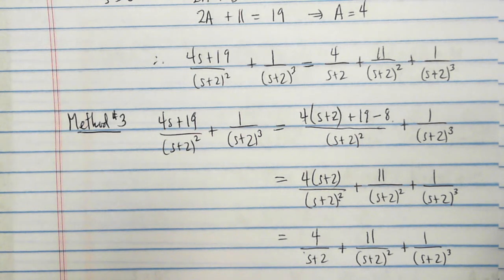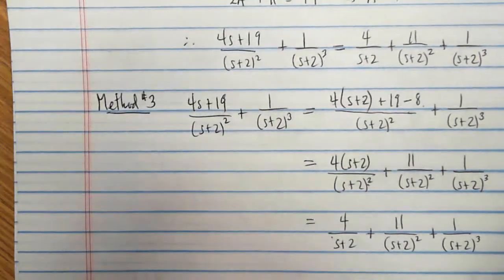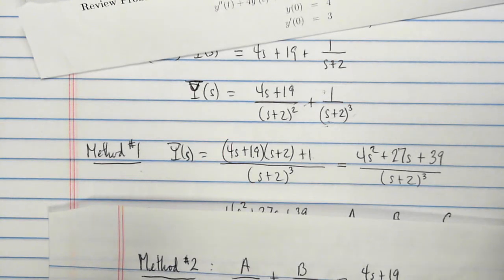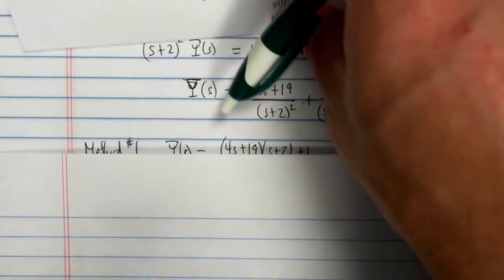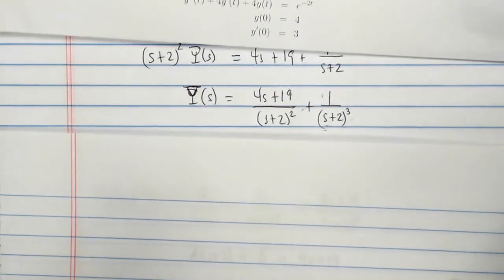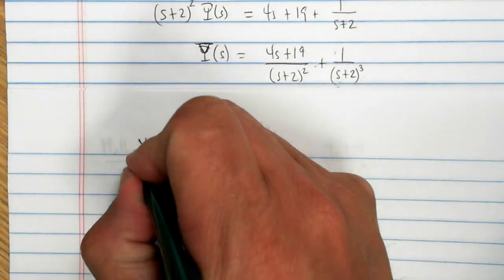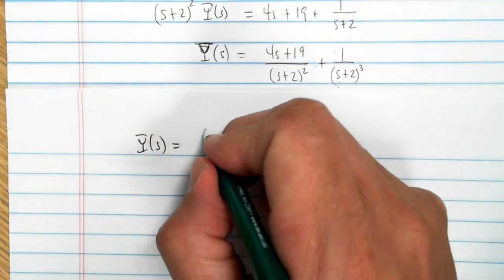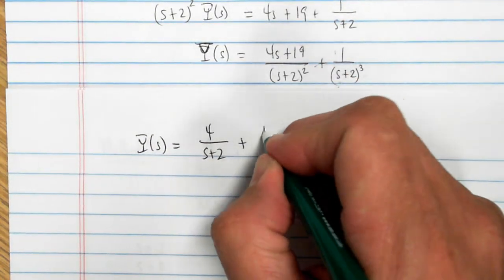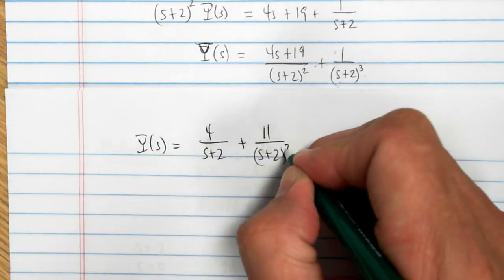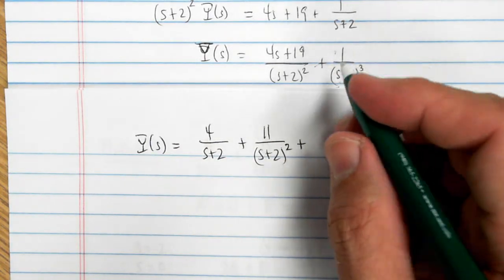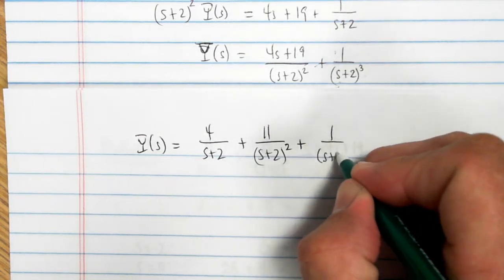So the point that I wanted to make with these 3 different methods is that there's several ways that the partial fraction decomposition for capital Y of s could be found. Okay, so coming back to the original problem here. So we found that Y of s was equal to 4s plus 19 over s plus 2 squared plus 1 over s plus 2 to the third. And the partial fraction expansion is going to be 4 over s plus 2 plus 11 over s plus 2 squared plus 1 over s plus 2 to the third.